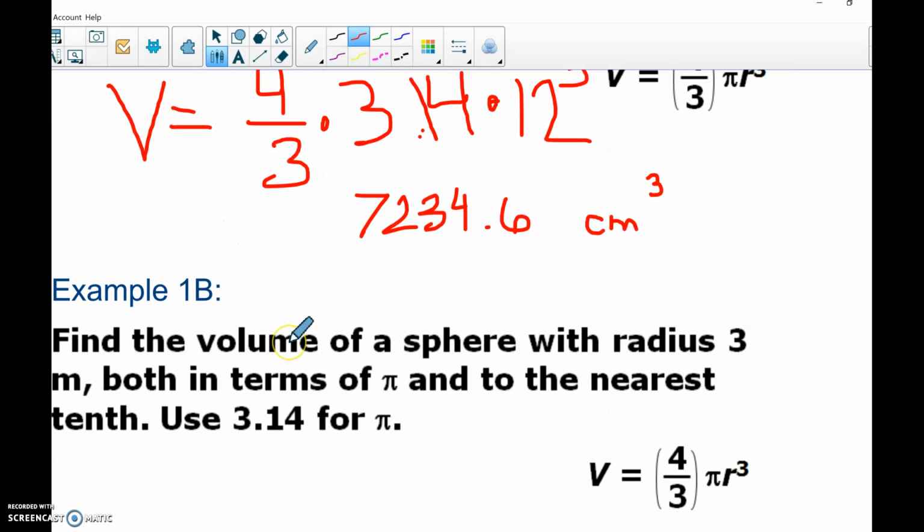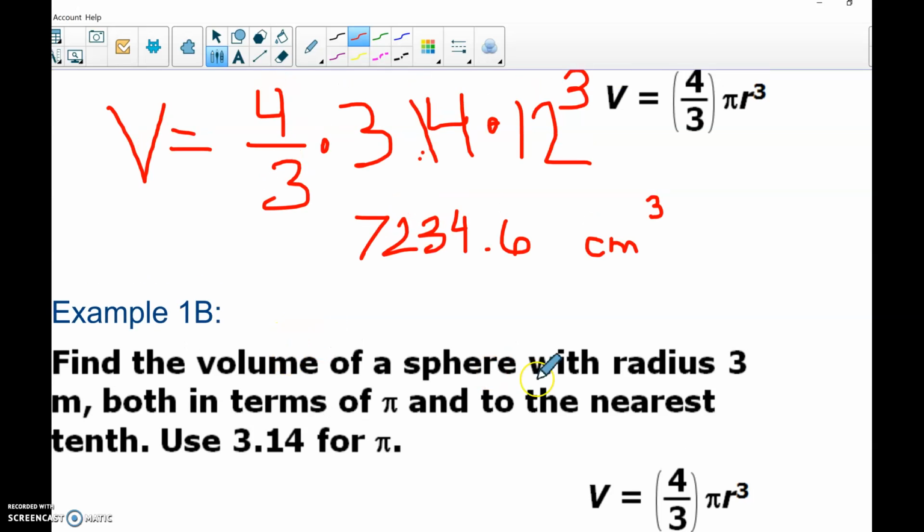I have a volume again, and it's a sphere with a radius of 3 meters, and we're going to do it in terms of, no, we're not going to do that. We're just going to do this to the nearest tenth. Okay, so it's 4/3 times pi times the radius to the third power. So you guys try it. Pause the video and then come back and see if you got it right.